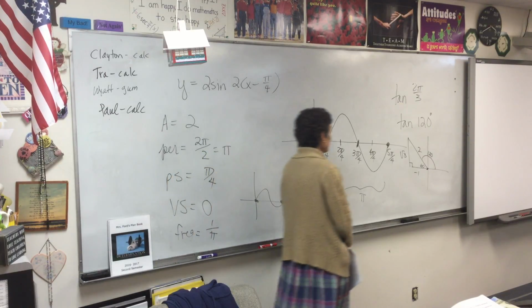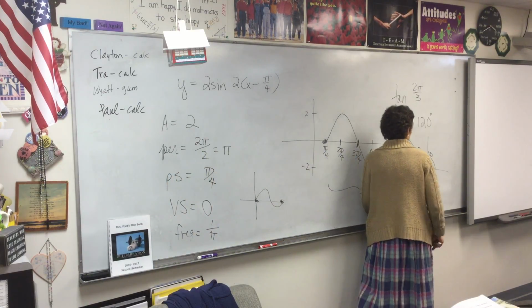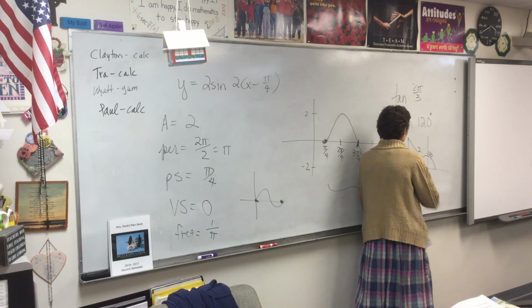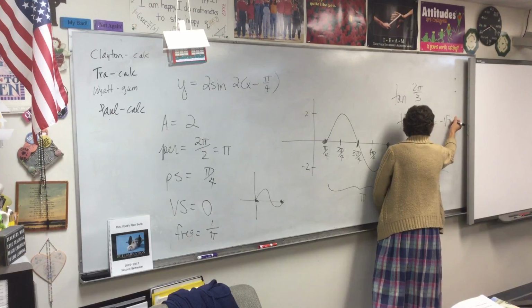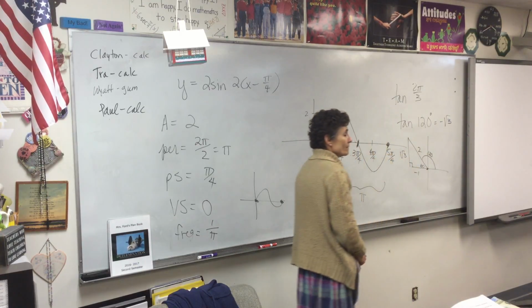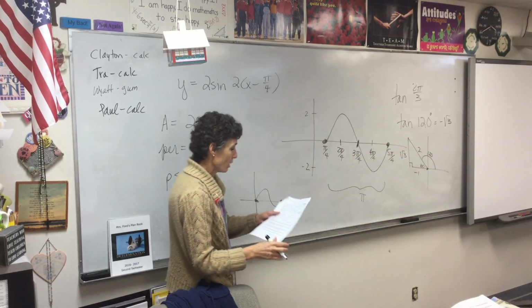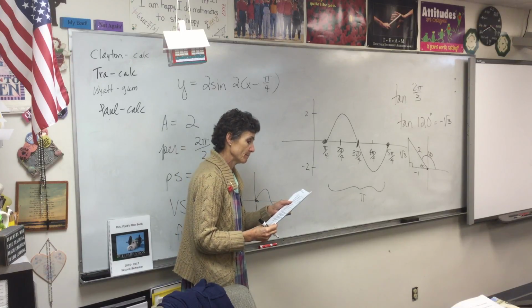Tangent, by definition, is opposite over adjacent, so the answer is root 3 over negative 1, or negative root 3.